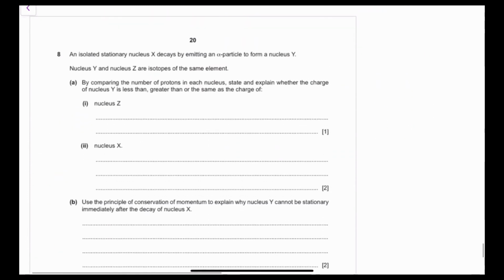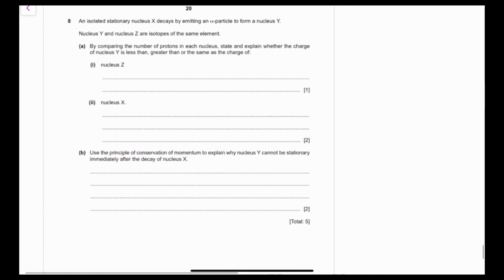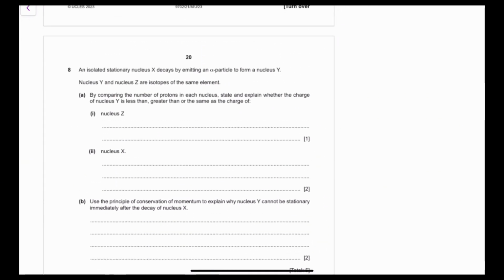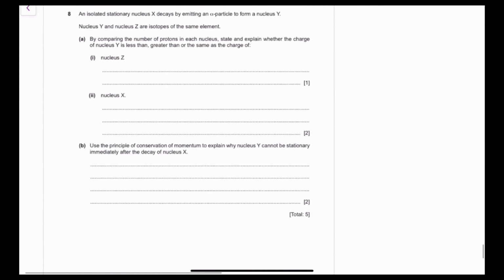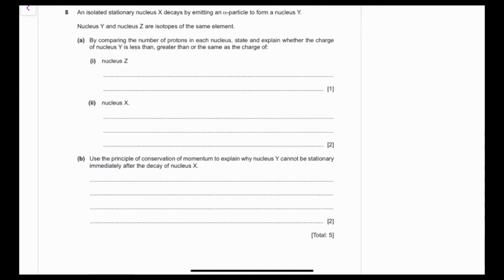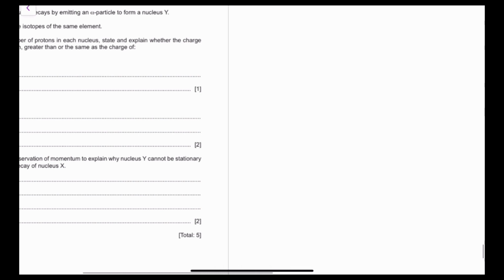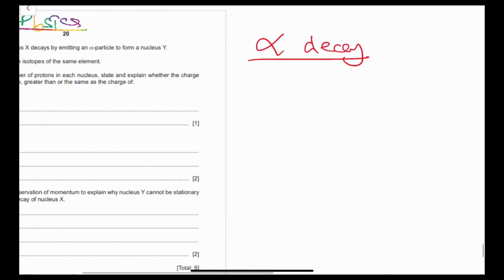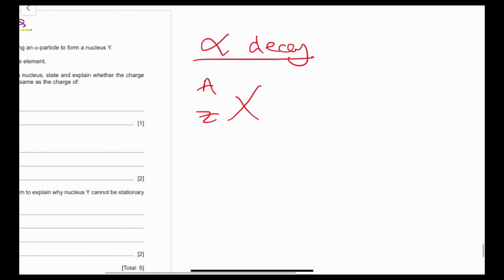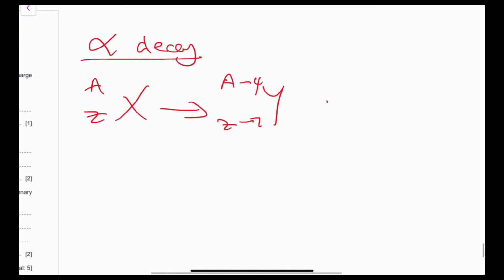Okay. Moving on to our last question, which is atomic physics, or particle physics. So let's get to it. We're given an isolated stationary nucleus X that emits an alpha particle to form a nucleus Y. So let's write out what's happening. We have alpha decay occurring, so you have a nucleus X with A and Z that decays to form Y, with A minus 4, Z minus 2. So it gives out that alpha particle.